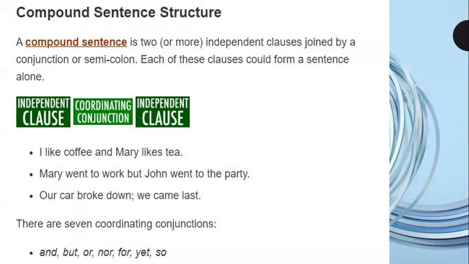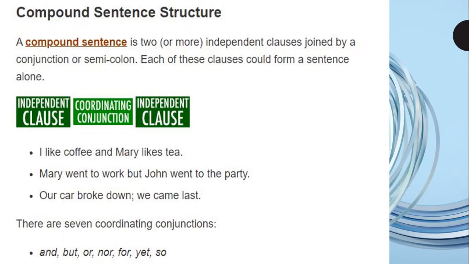Next is a compound, right? A compound has two or more independent clauses joined together with a conjunction, aka: and, but, or, nor, for, yet. So any of those. I like coffee and Mary likes tea. Mary went to work and John went to the party.